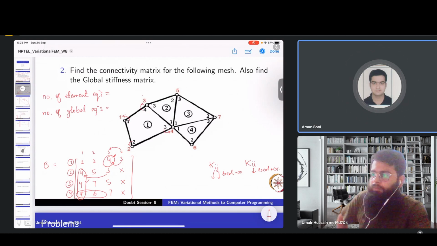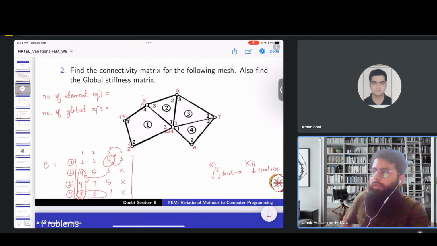After applying the Dirichlet boundary condition, what can we say? I think the number of nodes present in our mesh, the number of elemental equations should be equal to that number of nodes. You mean the total number of global equations?